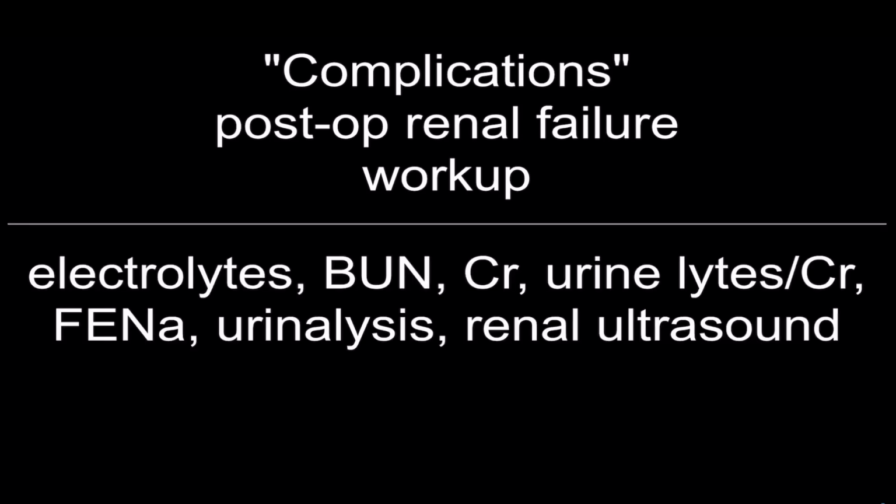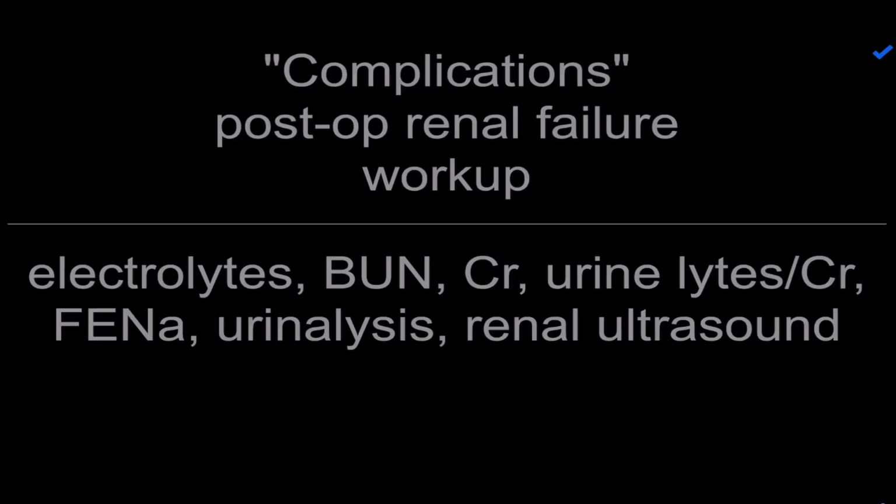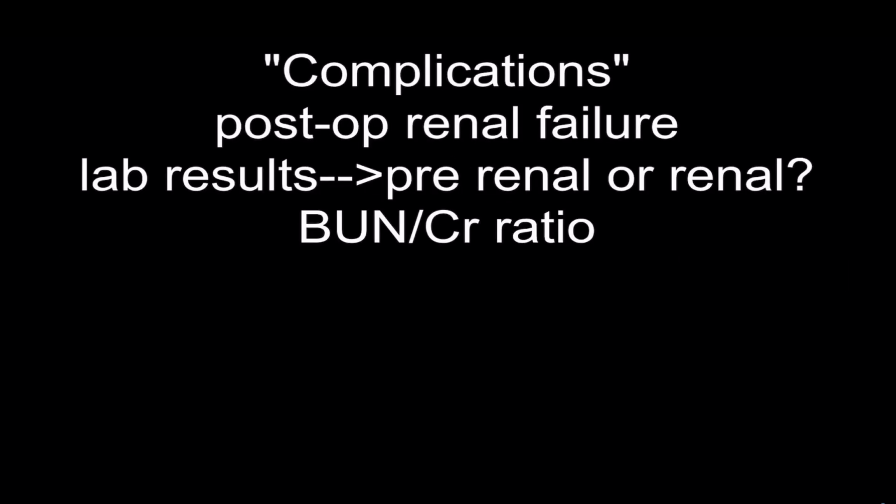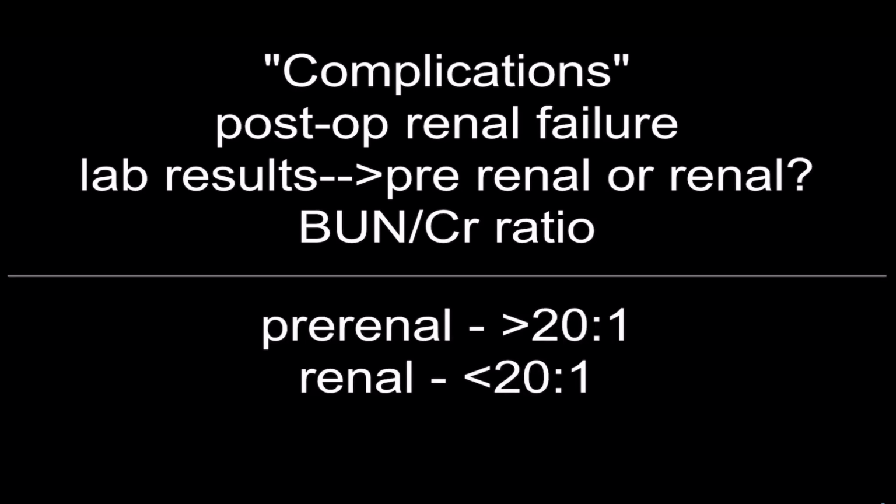Post-op renal failure workup. Electrolytes, BUN, creatinine, urine electrolytes, creatinine, FENA, urine analysis, and renal ultrasound. Lab results for pre-renal or renal. What's the BUN creatinine ratio? For pre-renal, it's going to be greater than 20 to 1. For renal intrinsic, it's going to be less than 20 to 1.